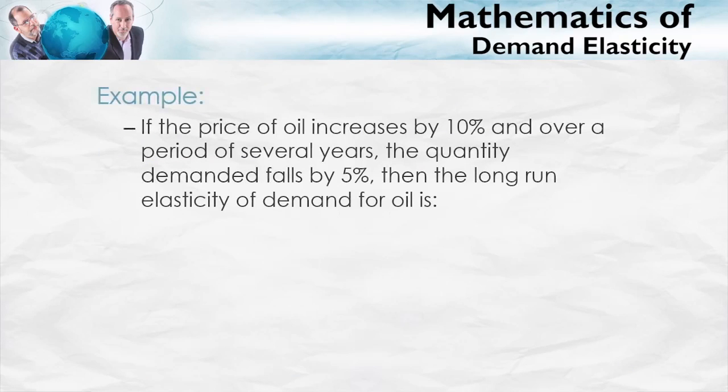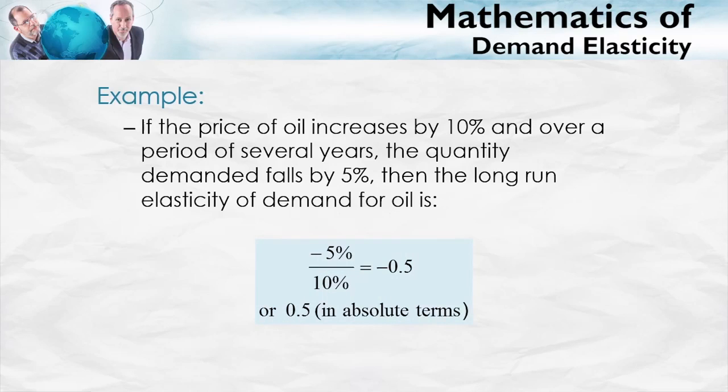So, if the price of oil increases by 10%, and over a period of several years the quantity demanded falls by 5%, then the long-run elasticity of demand for oil is what? Well, elasticity is the percentage change in the quantity demanded, that's minus 5%, divided by the percentage change in the price, that's 10%. So the elasticity of demand is minus 5% divided by 10%, or negative 0.5.